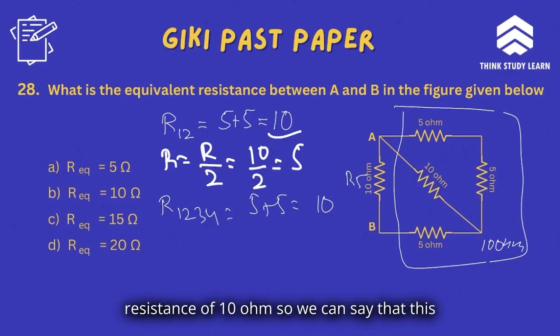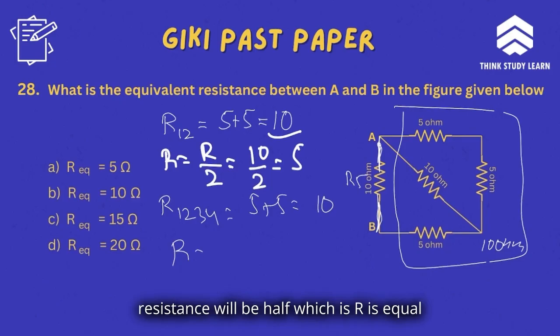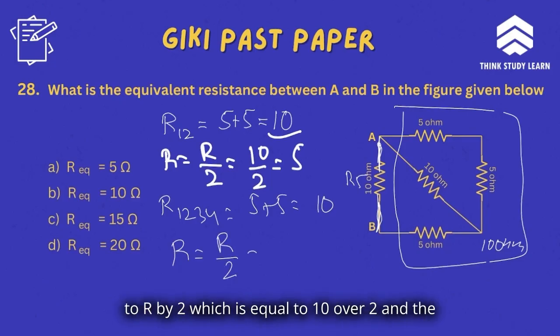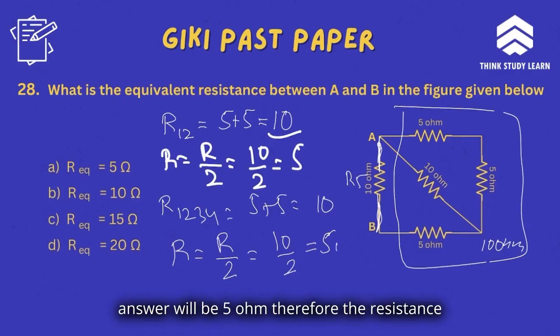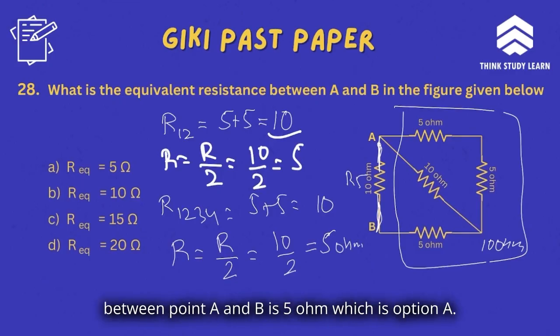So we can say that this part is connected in parallel with this part here, and these parallel resistances are equal, so the resistance will be halved, which is R is equal to R by 2, which is equal to 10 over 2, and the answer will be 5 ohm. Therefore, the resistance between point A and B is 5 ohm, which is option A.